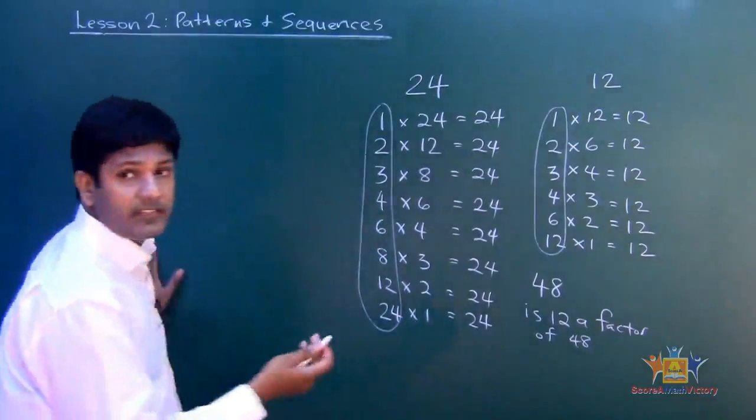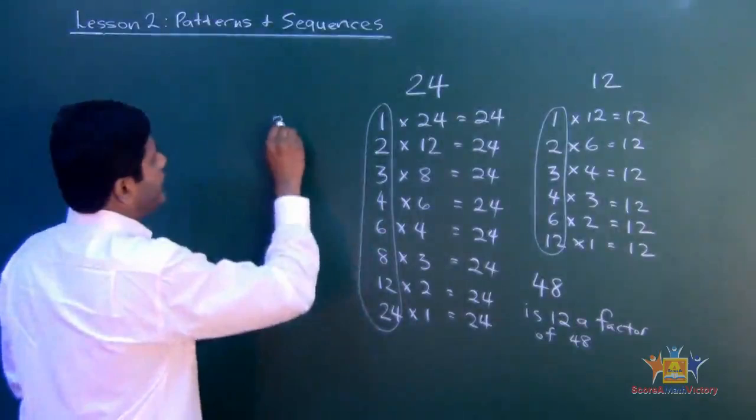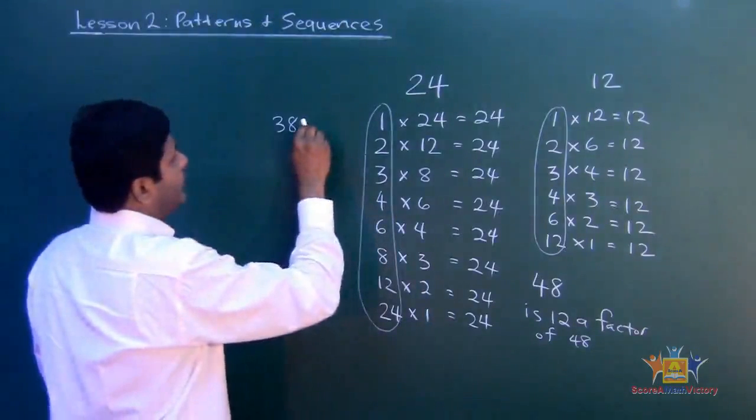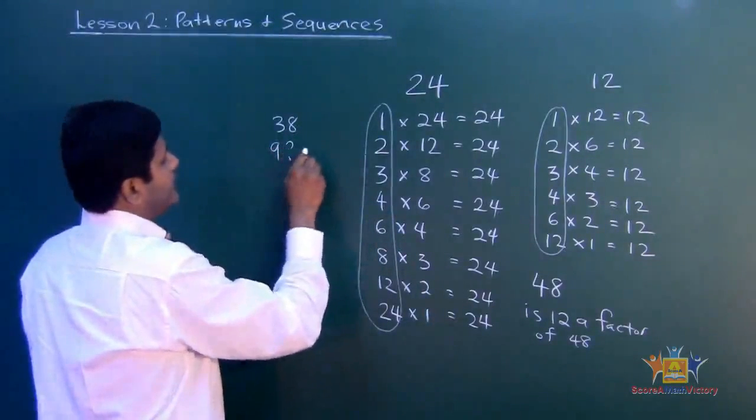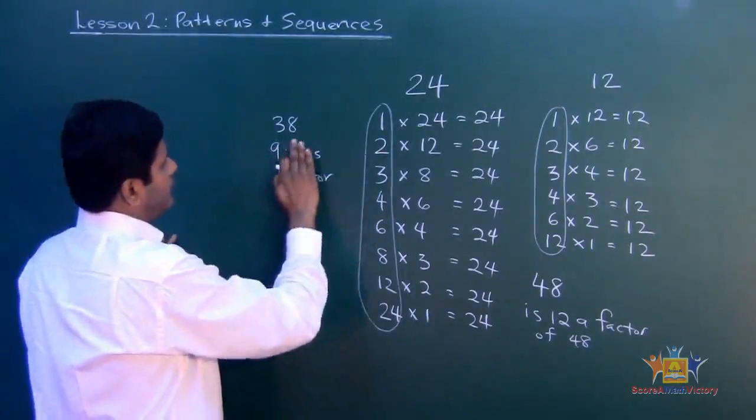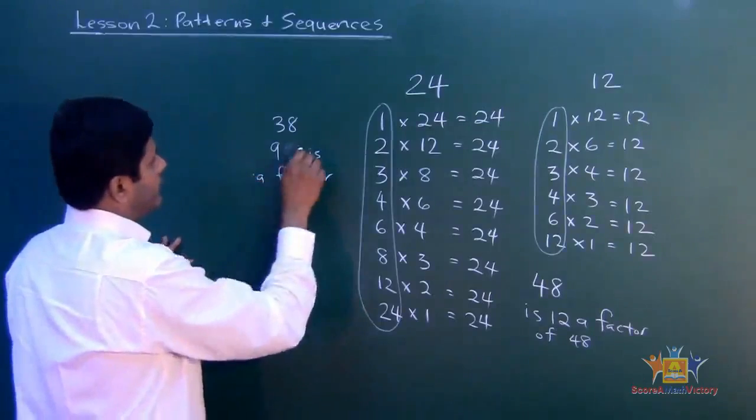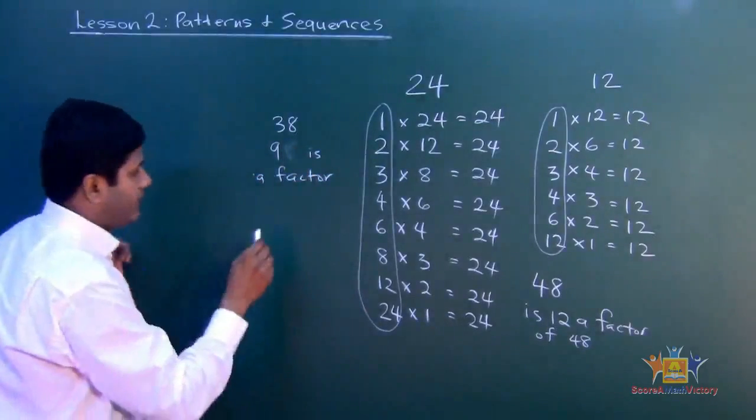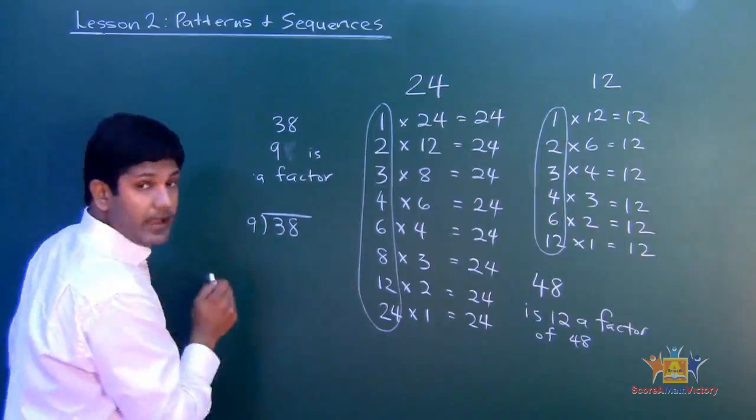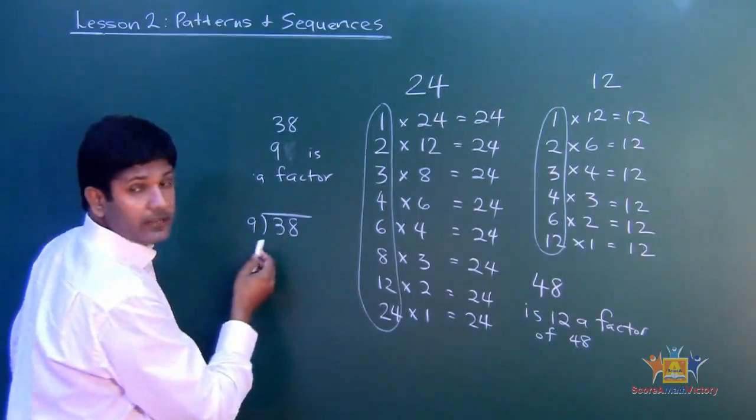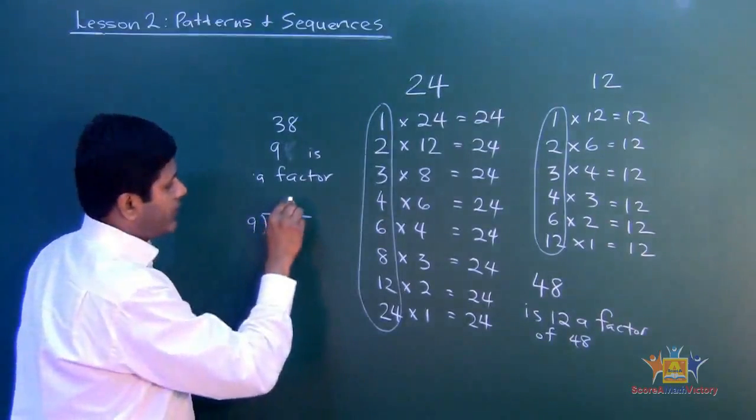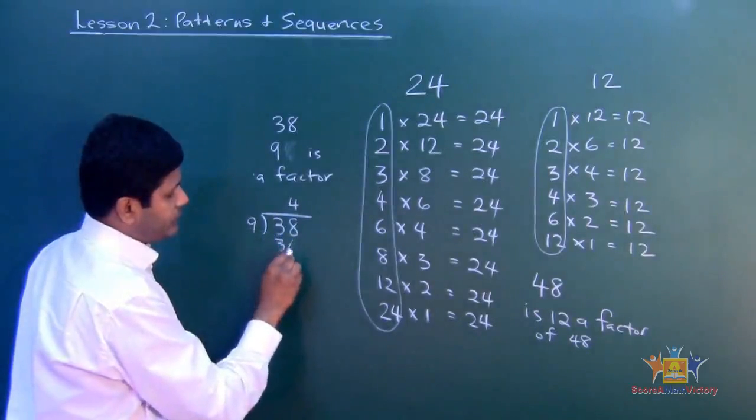Okay? Let's say for example, if I were to give you 38, and I want to see, is 9 a factor? So how do I do that? I divide. So 38, I'm going to use the long division method, divided by 9. In 38, there's how many 9? Well, 4 times 9 is 36. See that? 4 times 9 is 36.